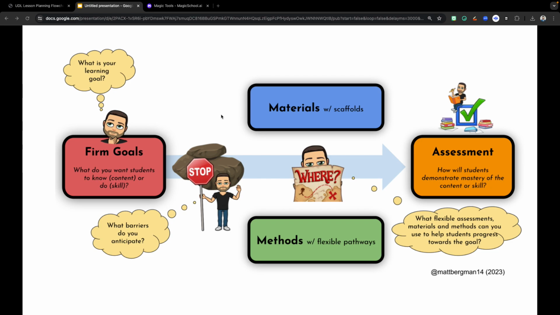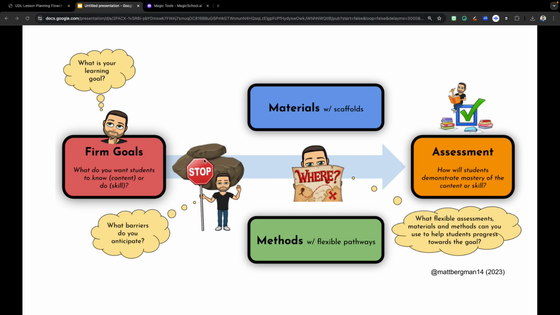One of the things that we do when we're creating lessons is we usually start with some type of goal, right? That's usually what we want students to know or do. And typically, in order to measure whether students have achieved that goal, we have an assessment. That could be something as simple as a formative assessment, like an exit ticket at the end of class, or something a little bit more complicated like a summative assessment at the end of a chapter. So, between the goal and actually accomplishing that goal, there's usually some high probability barriers that exist.